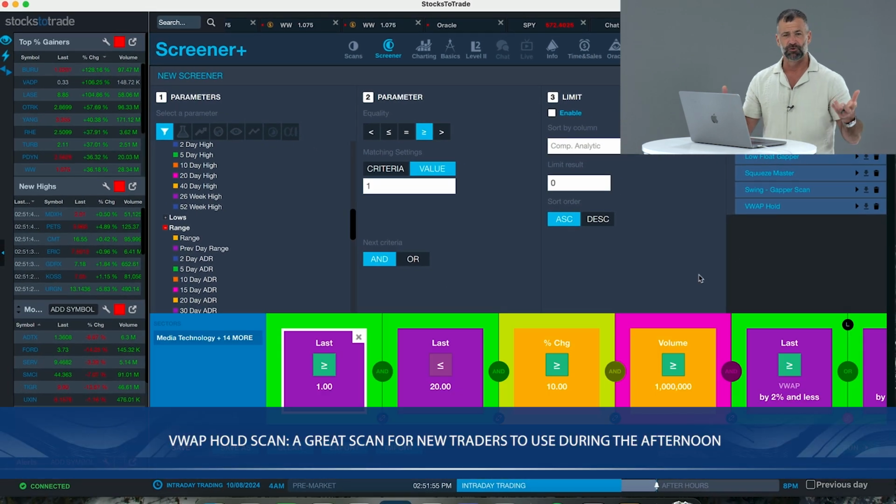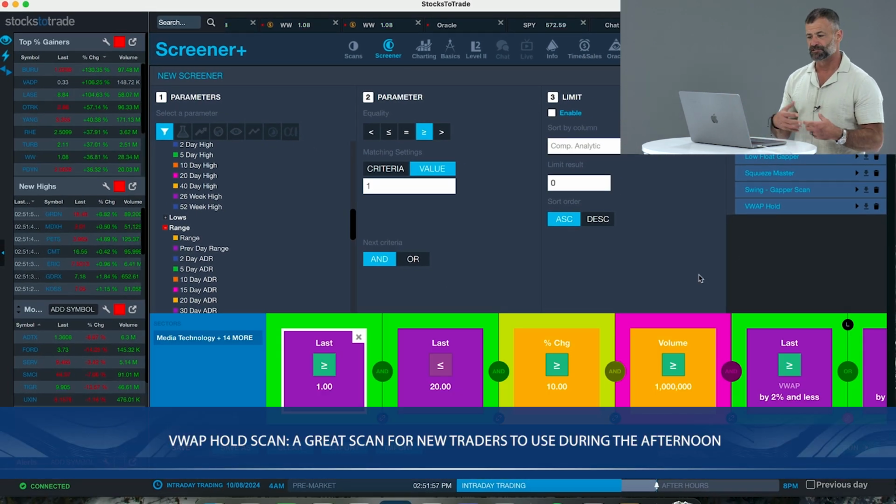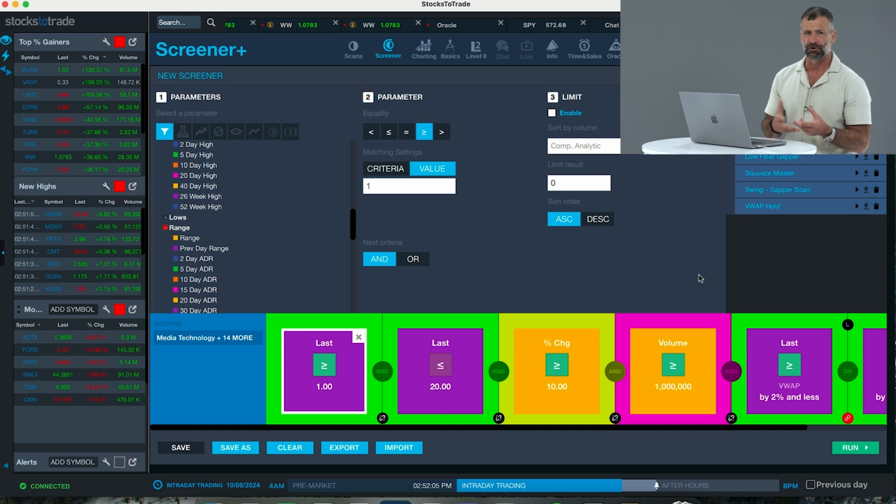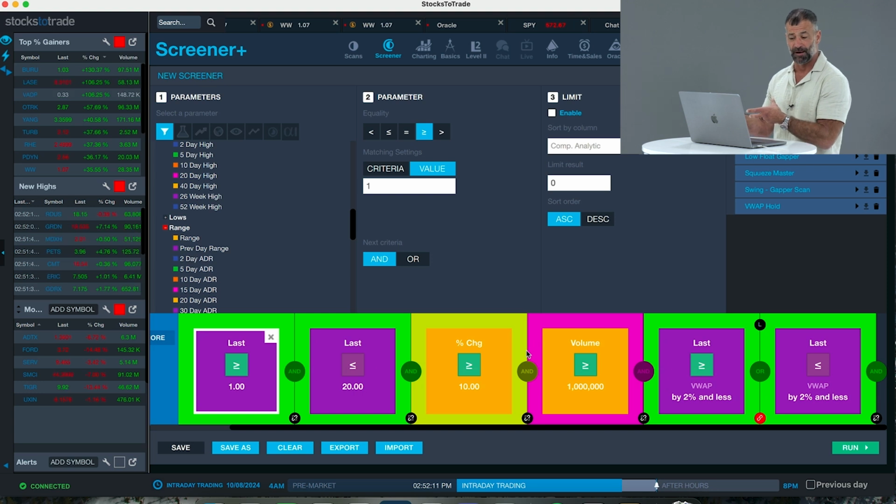I'm sure many of you who have been on the channel are probably aware of this, but it's called the VWAP hold scan. I think this is the best scan for newer traders looking for those afternoon setups, less volatility in the afternoon, smoother moves. But just as an example, to walk through this one and show you the possibilities.